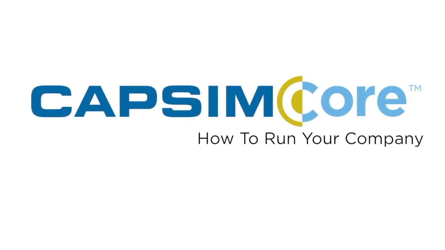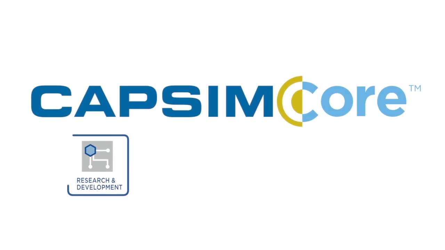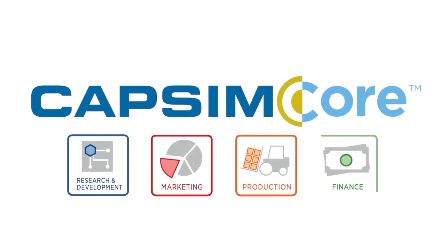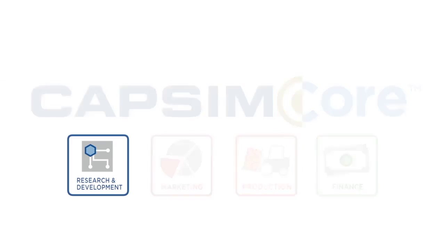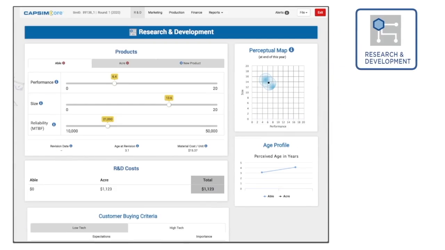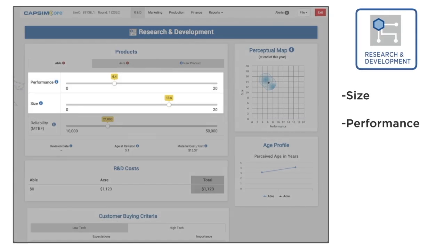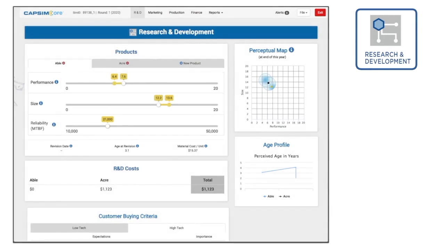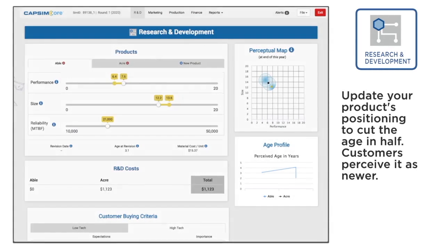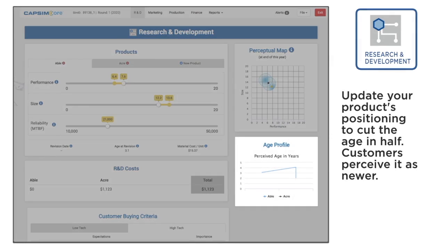To run your company, you'll make decisions in 4 different areas of the business: research and development, marketing, production, and finance. In research and development, or R&D, you are responsible for creating products that meet your customers' demands. You can adjust your current products by moving the size, performance, and/or reliability sliders. When you update your product in R&D, its age will automatically cut in half.